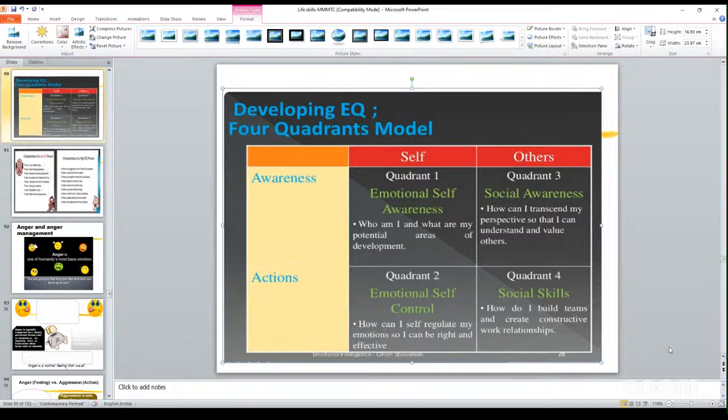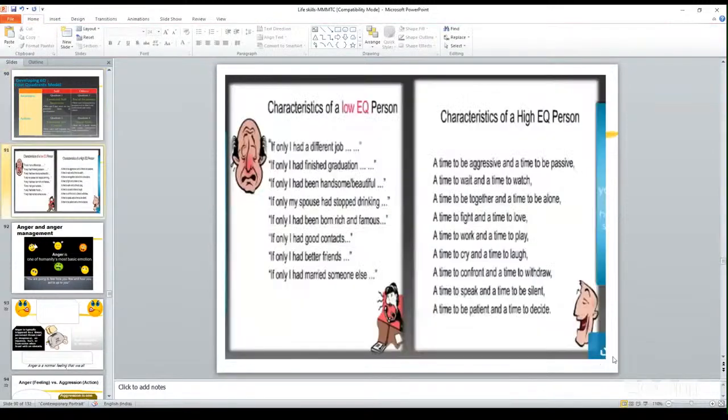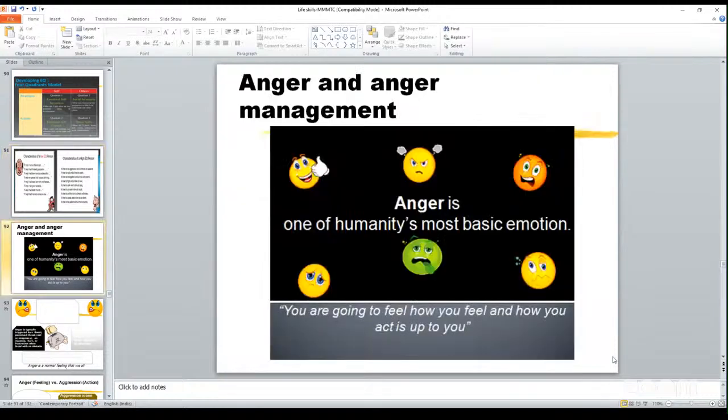The next part we are going to talk about is, anyway, I'm not going to discuss much about the characteristics of a low EQ and a high EQ person. You can always read that. Nanjana Swami sir will give a PPT for that. You can manage with that. Quickly, we are going to anger and anger management, as emotional and self-awareness.